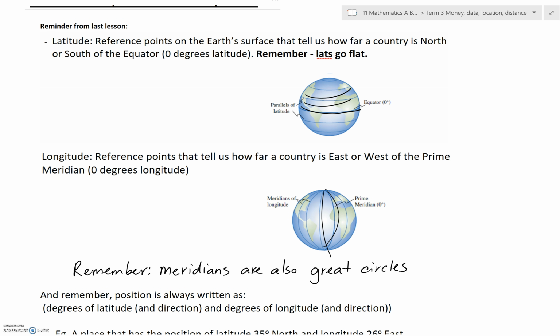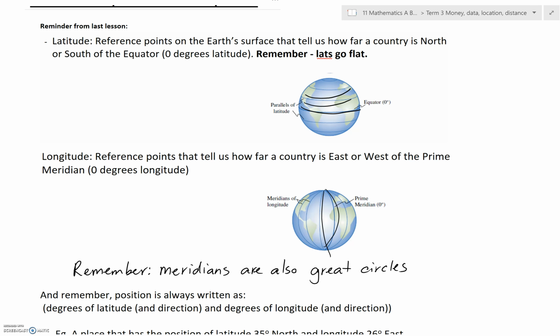It's also really valuable to remember that meridians are also called great circles, because you might get asked a question about that. Meridians are all the same size and they're all also called great circles. Notice that the parallels of latitude are not necessarily the same size because they're getting smaller as they go closer towards each of the poles.